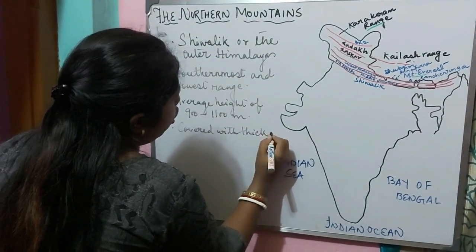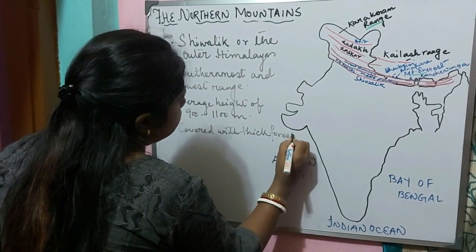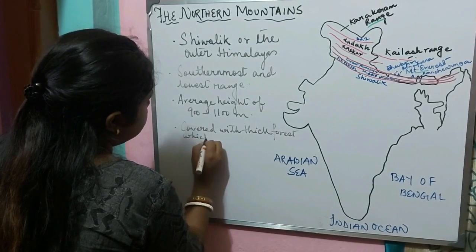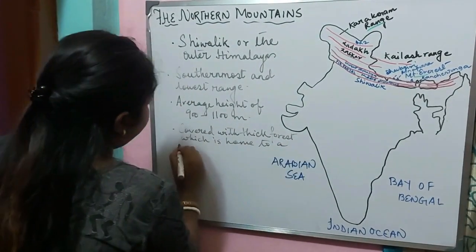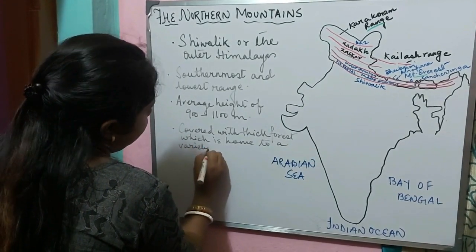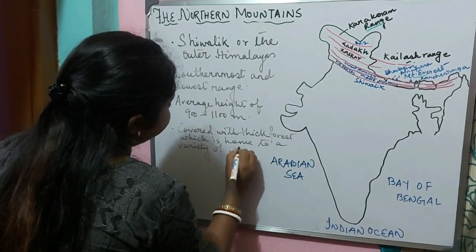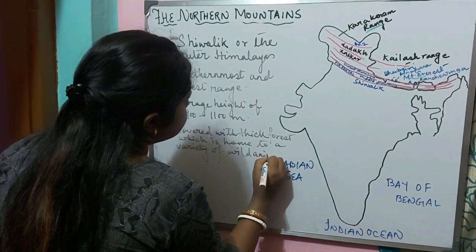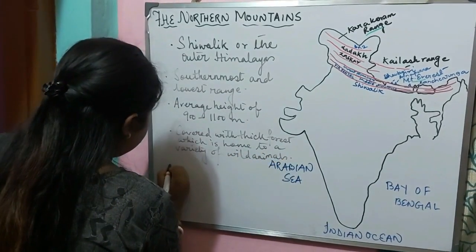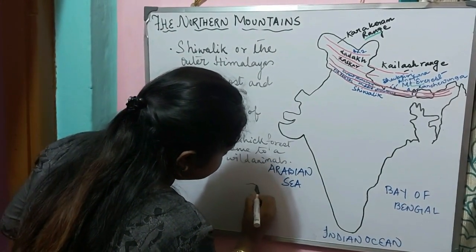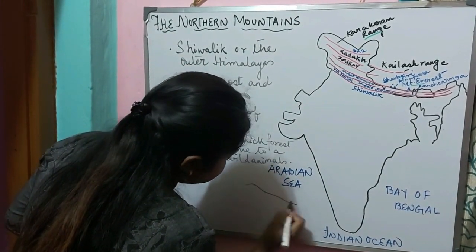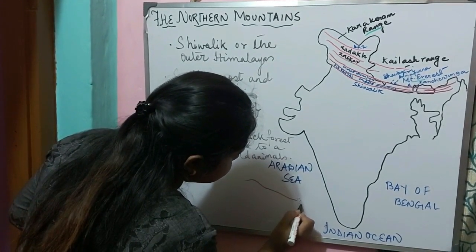Mostly the slopes of the Shiwaliks are covered with thick forest, which is home to a variety of wild animals. You will find different wild animals in this forest. Now, here in the Shiwaliks, this is called the foothills of the Shiwaliks.